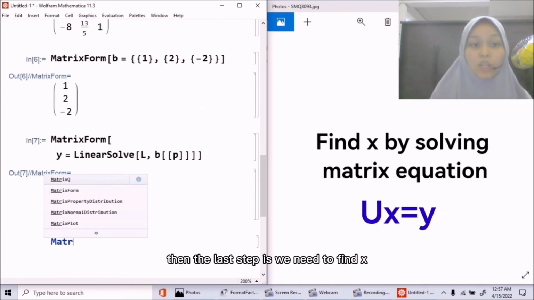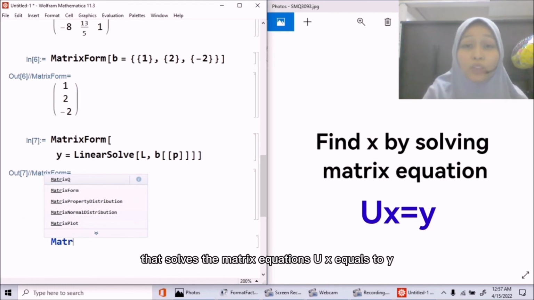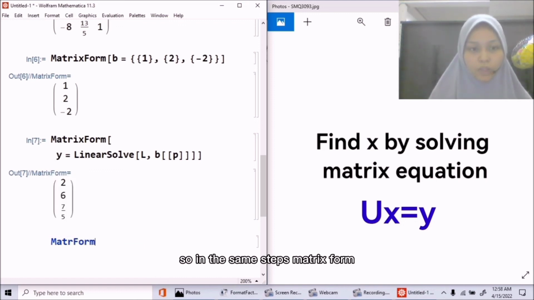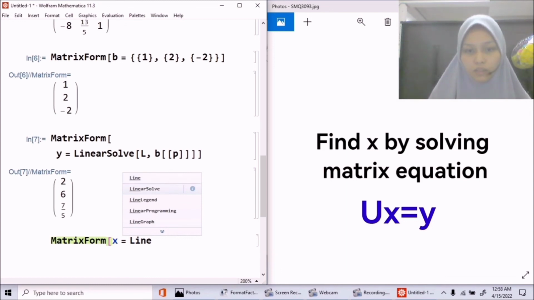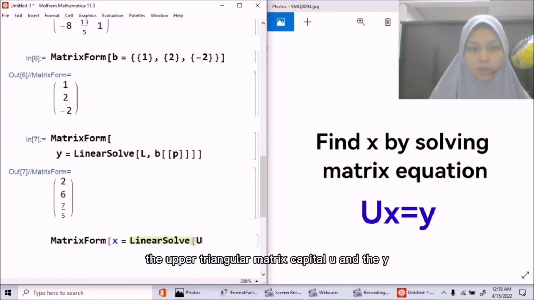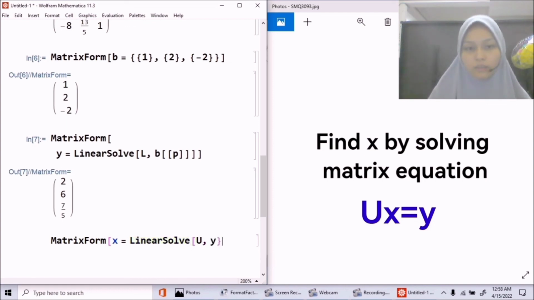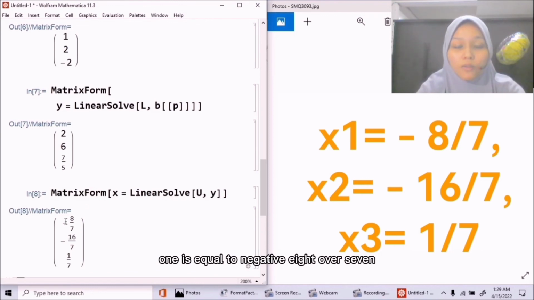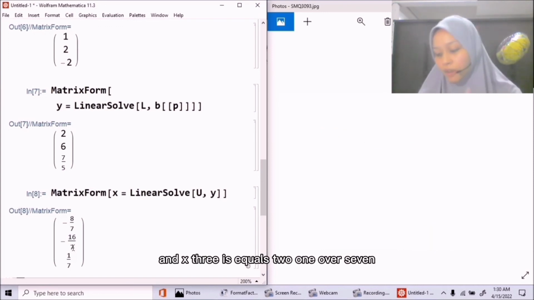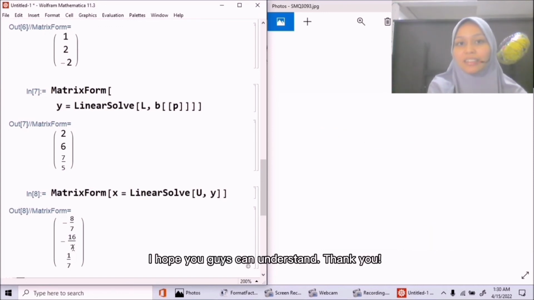Then the last step is we need to find x that solves the matrix equation Ux equals y. So the same steps, in matrix form, x is equal to LinearSolve of the upper triangular matrix capital U and y. Shift and Enter. This is our solution, which is x1 is equal to negative 8/7, x2 is equal to 16/7, and x3 is equal to 1/7. I hope you guys can understand. Thank you.